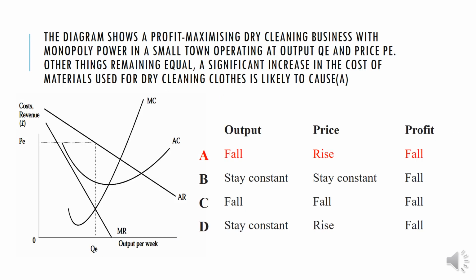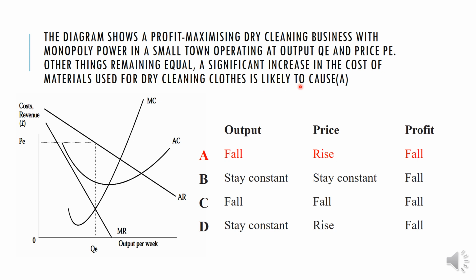The next question is: the diagram shows the profit maximizing dry cleaning business with monopoly power in a small town operating at output QE and the price is PE. This is the monopoly market and profit maximizing firm, and this is the output. We already know QE and PE. So what will happen? A significant increase in the cost of material used for dry cleaning cloth is likely to cause what? Actually here they said that the cost of material is increased.